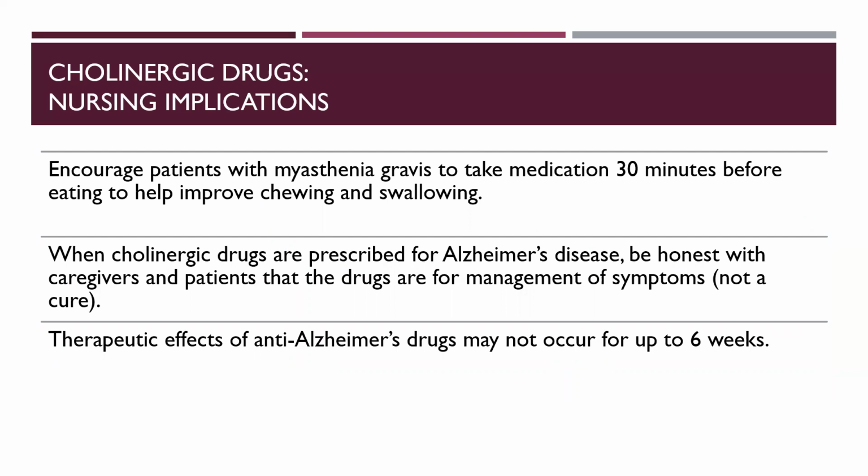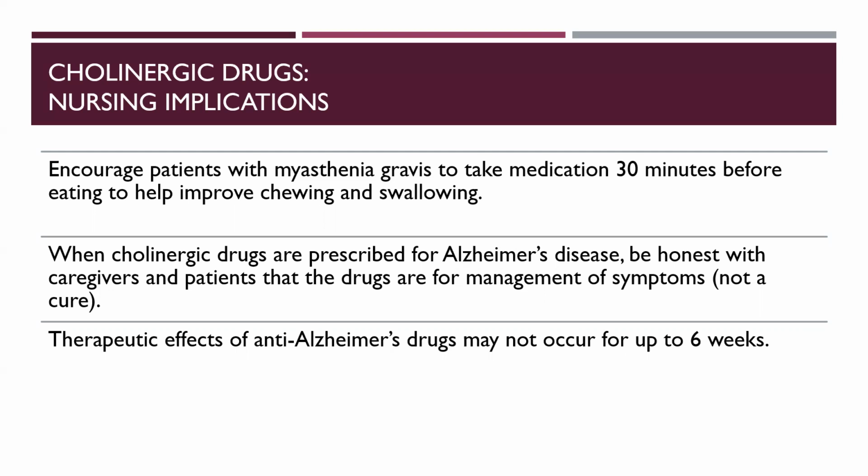For your myasthenia gravis patients, usually what you want them to do is take this medication 30 minutes before they eat to help improve chewing and swallowing, because myasthenia gravis has a lot to do with muscle tone. If they get this medication, it might help them so they can actually swallow and their throat's not as dry.